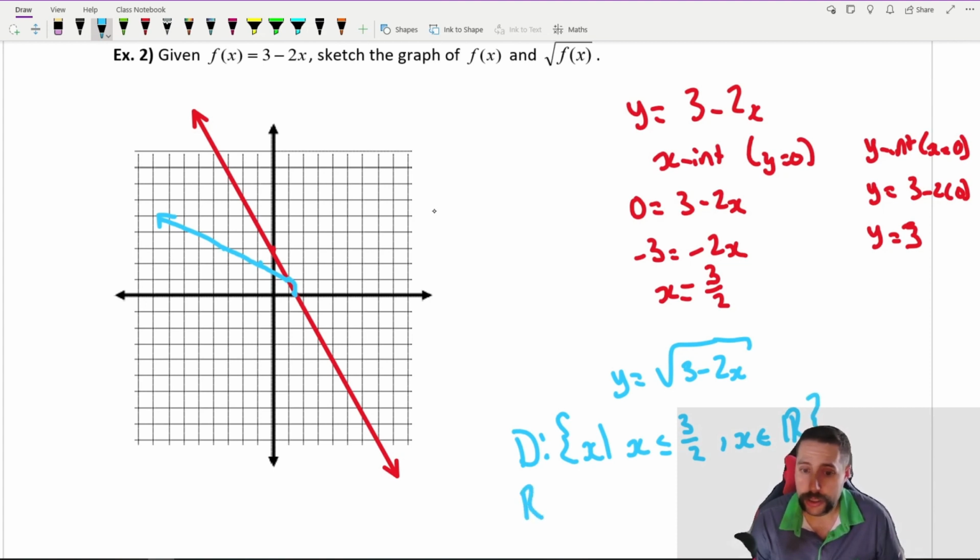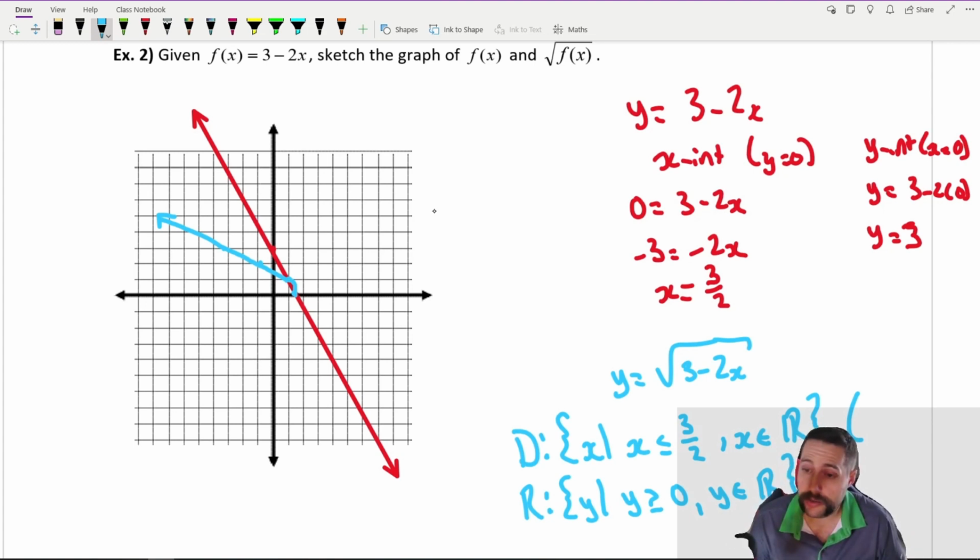Your range is going to be all the values of y such that y is going to be greater than or equal to 0, provided that y is also an element of all real numbers. So this is one way you could write your domain and range. You could also use brackets as well. So you can go round bracket.